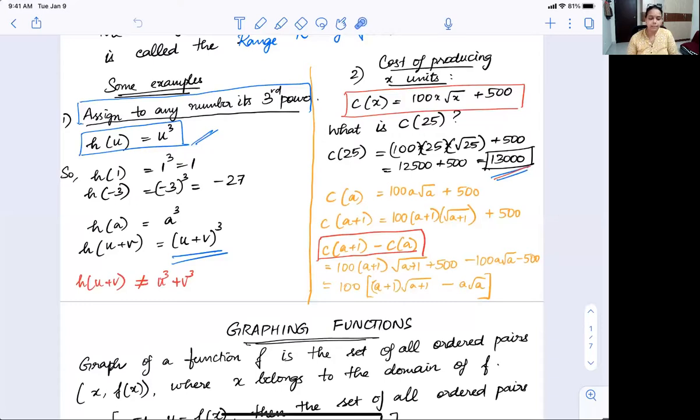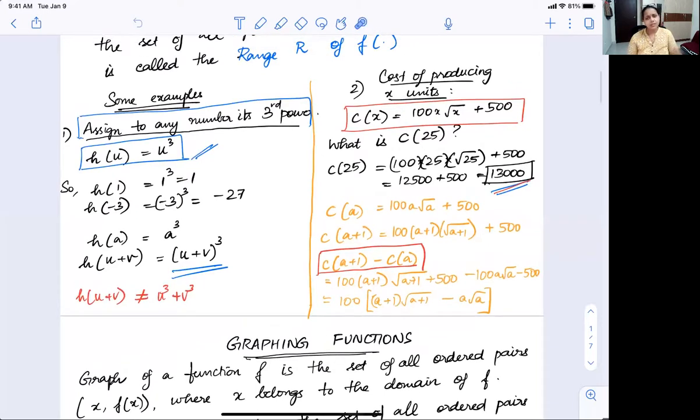Now, let's look at another example, which is a bit more familiar to economists, where we have a cost function, c of x, which gives us the cost of producing x units of a product. Now we're asked to find what is c of 25. Plug in x equals 25 into the function and find the value, you have the answer. What is c of a? Substitute x with a in the function and you have the answer.